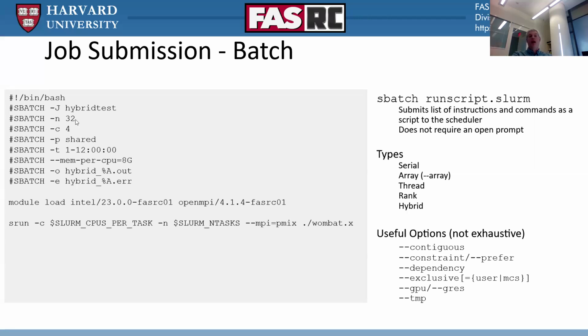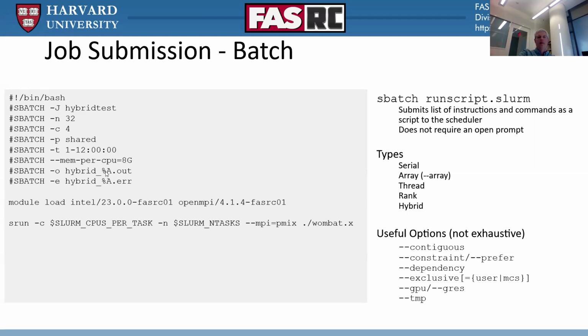Dash N is for how many ranks you need if you're running an MPI job. Dash C is how many cores you need if you're running something that's threaded. We'll talk about that in just a moment. Dash P is what partition you're submitting to. Dash T is how much time you're asking for, in the format days-hours:minutes:seconds. #SBATCH --mem-per-cpu is how much memory you need per CPU you get, and it multiplies out. So all 4 of these threads and all 32 of these ranks will get 8 gigs of memory. Then you have dash O for the output file, and dash E for the error file.